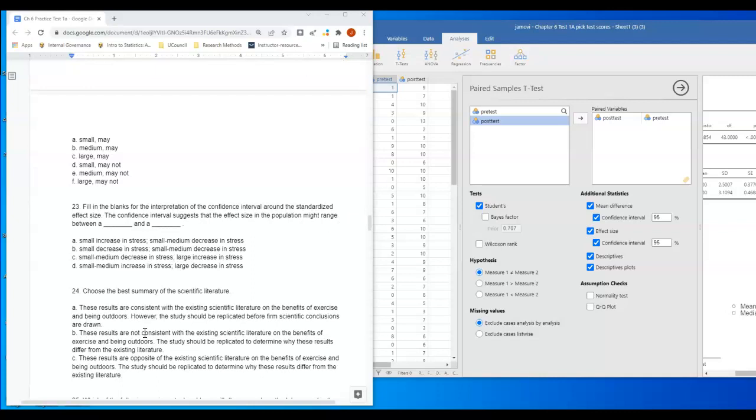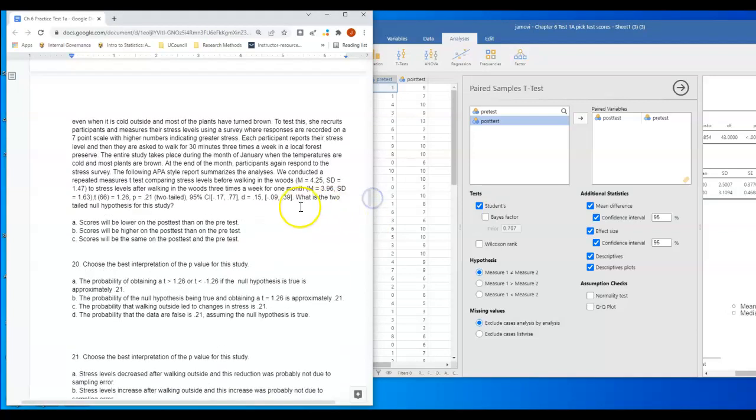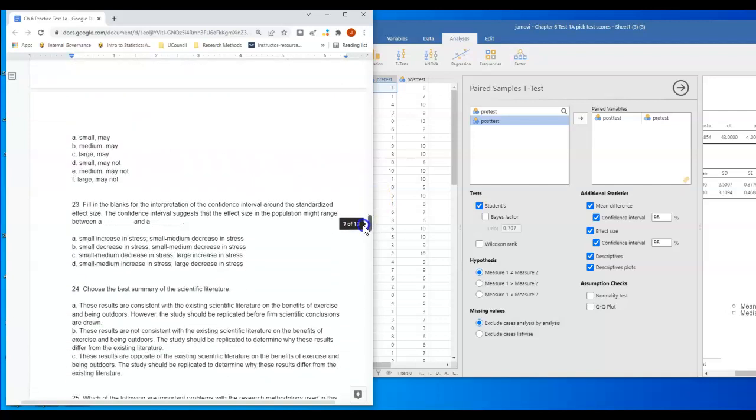Okay, for 23 here, we're looking at an interpretation of the confidence interval around D, the standardized effect size. So we have to go back and look at this. Our confidence interval around D is negative 0.09 to 0.39. So that suggests that it may be a small effect in the opposite direction, where walking outside in January actually leads to increased stress levels, or it might be a small to medium decrease. It's somewhere between those two values, right? So it could be a small increase in stress all the way to maybe a small to medium decrease in stress.